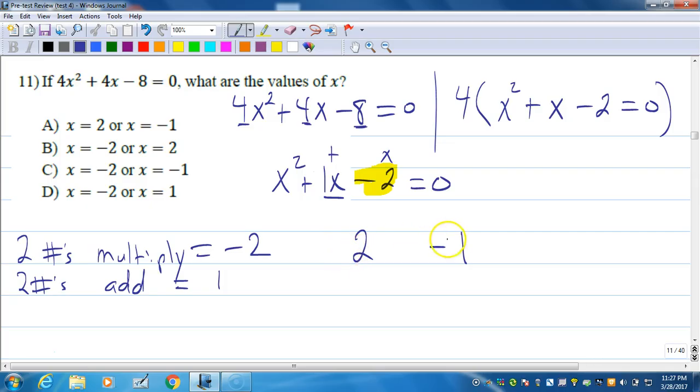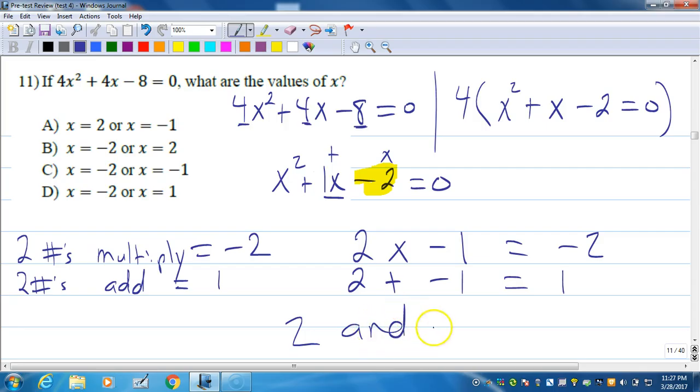Right here. 2 and negative 1. What is 2 times negative 1? Negative 2. What is 2 plus a negative 1? That's 1. So, 2 and negative 1.